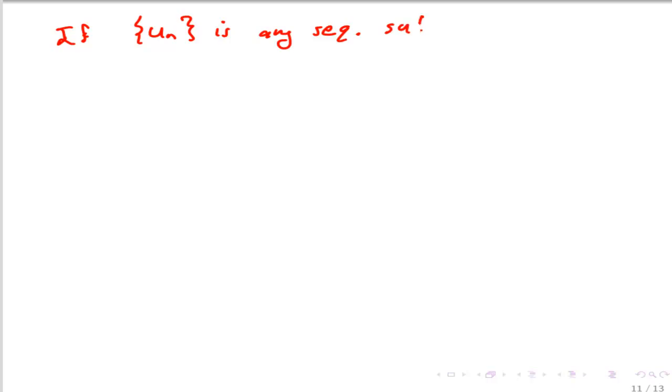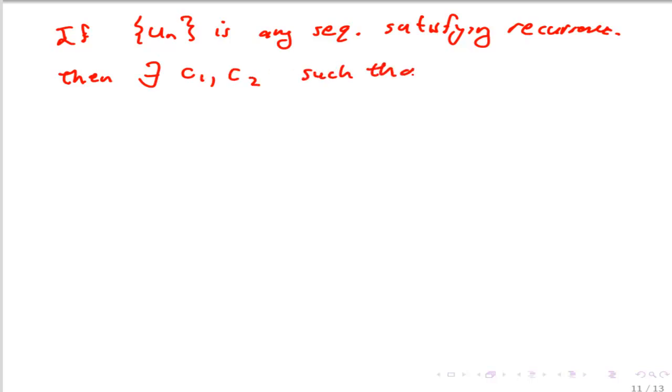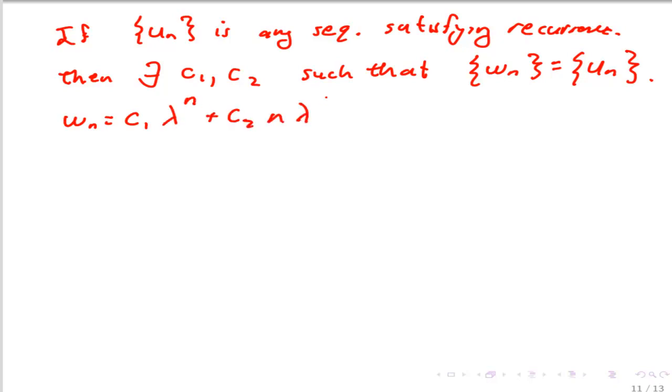satisfying the recurrence, then there is a linear combination. So then there exist constants C1 and C2 such that the W_n sequence agrees with the U_n sequence. And to do that, it suffices for W_n, again, is C1 lambda to the n plus C2 n lambda to the n. All we need to do is get the first two terms to agree, so W0, which is C1 plus C2 times 0, so it's just C1, should agree with U0.